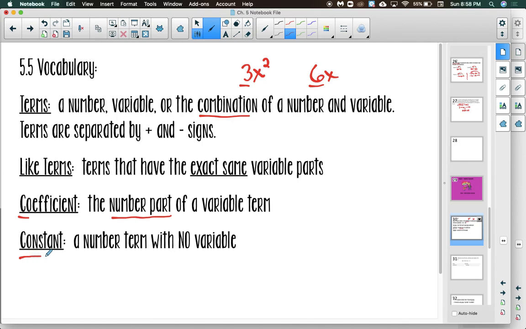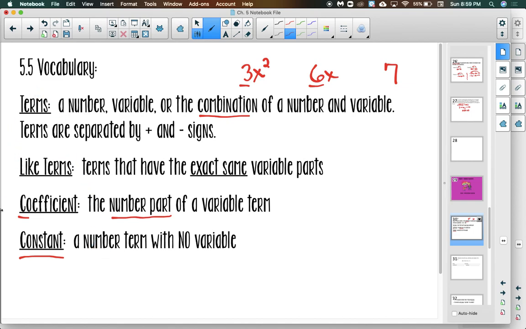Last word is constant, and a constant is a number term that has no variable part. So neither one of these are constants. A constant would have to look like this, 7. No variable piece at the end, it's just a regular whole number that you'd be familiar with from earlier chapters. Okay, so that's what a constant is.